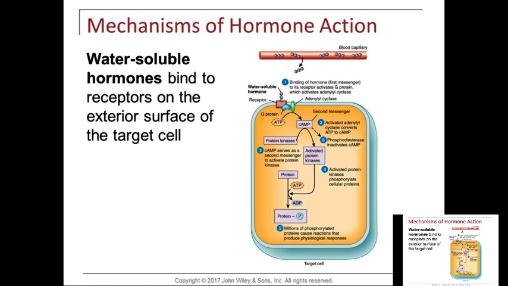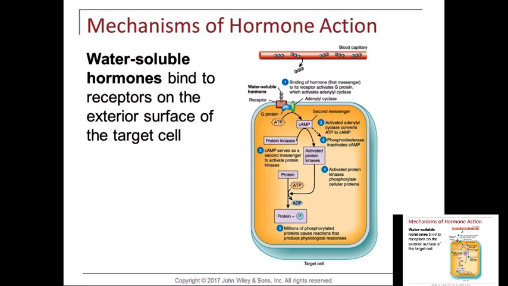Now you're going to have the activated adenyl cyclase that converts the ATP to cyclic AMP. And then the cyclic AMP is going to be that secondary messenger to activate the protein kinase. And then the protein kinase is going to phosphorylate the cellular proteins. And then you've got those phosphorylated proteins that are going to cause all these different physiological responses.